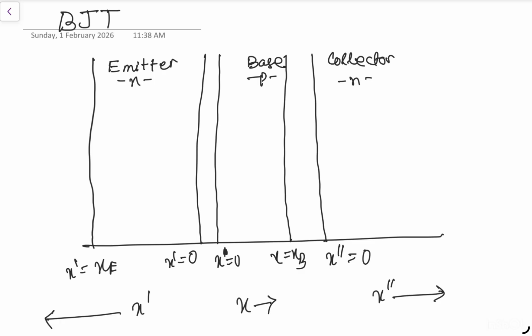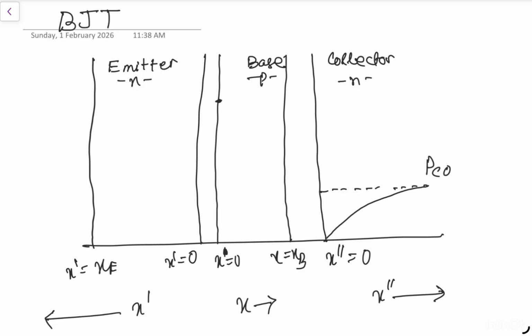Now in the collector region, which is an n region, the hole will be the minority carrier concentration. Let's say in the collector region the hole concentration at thermal equilibrium is named pc0: p for hole concentration, c for the collector region, 0 for the thermal equilibrium concentration. The base-collector junction is reverse biased, so the concentration will be almost 0 and then reach pc0.